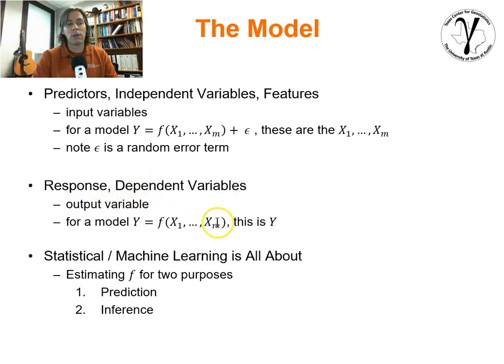Response or dependent variables, that's the output variable. And so for that model, again, y is the output. There could be one or there could be many outputs. That's okay, but we'll generally show one output. So statistical machine learning is all about estimating that function f. We want to learn that function.